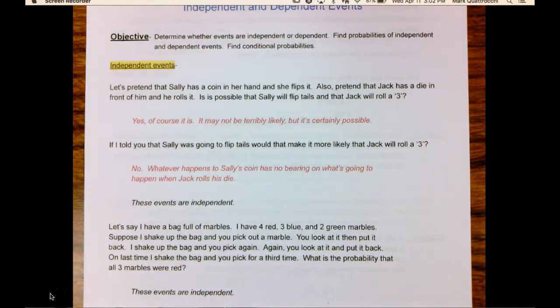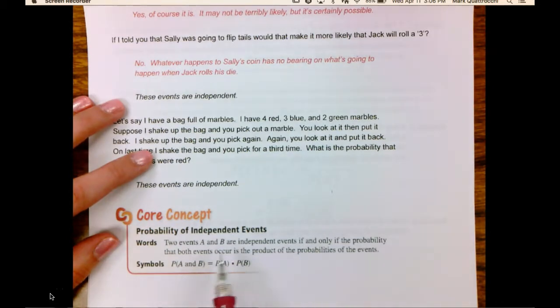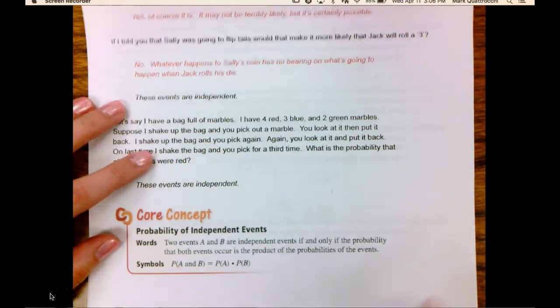So first off, we know that these events are independent because each time you pick out a marble, you end up putting it back, so it does not affect the sample size of the marbles. We can calculate the probability of independent events by using this equation, which states that two events, A and B, are independent events if and only if the probability that both events occur is the product of the probabilities of the events.